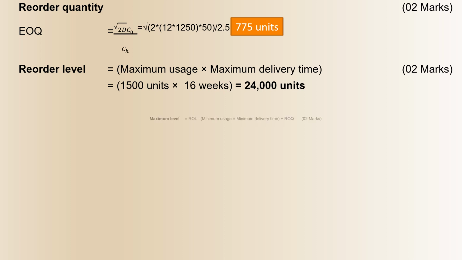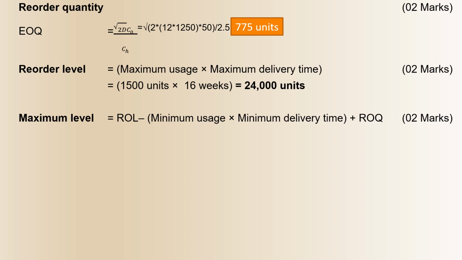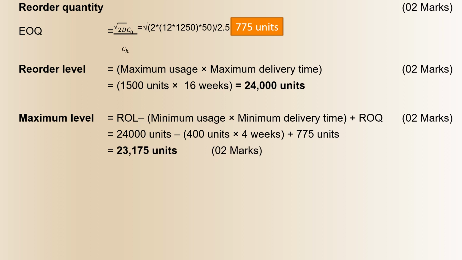Now let's calculate the maximum level. To calculate the maximum level, you have to use the reorder level, which we have already calculated. Then you have to deduct the minimum usage into minimum delivery time, and then you have to add back the reorder quantity. So you may get the answer as 23,175.